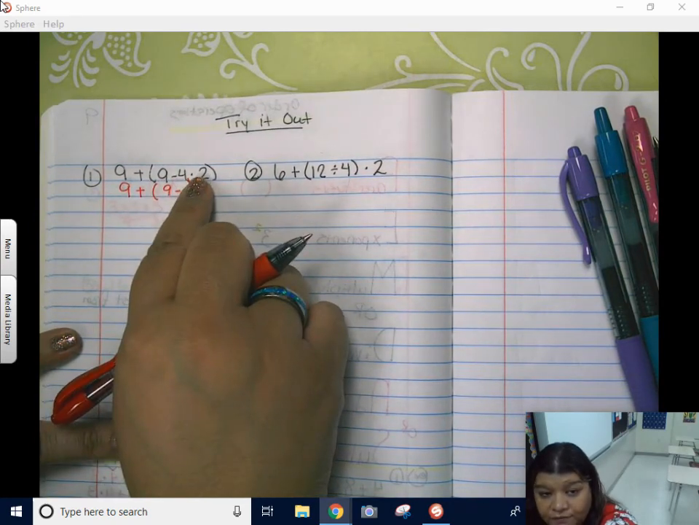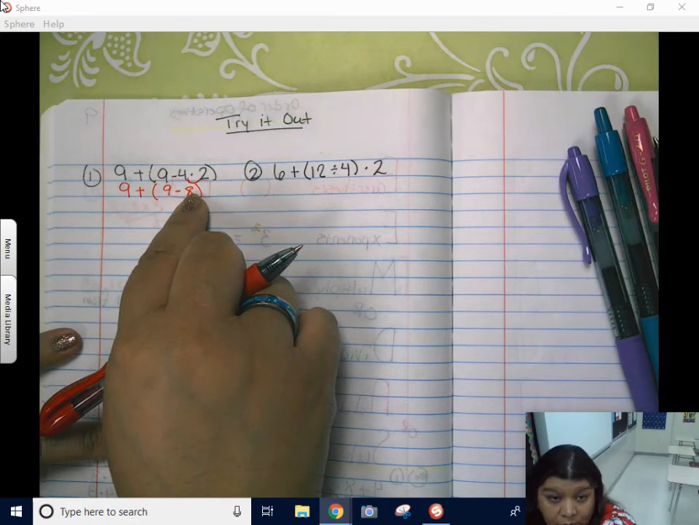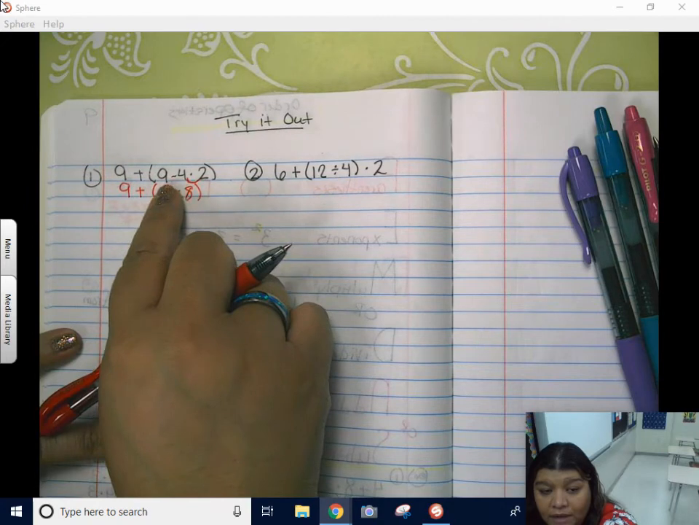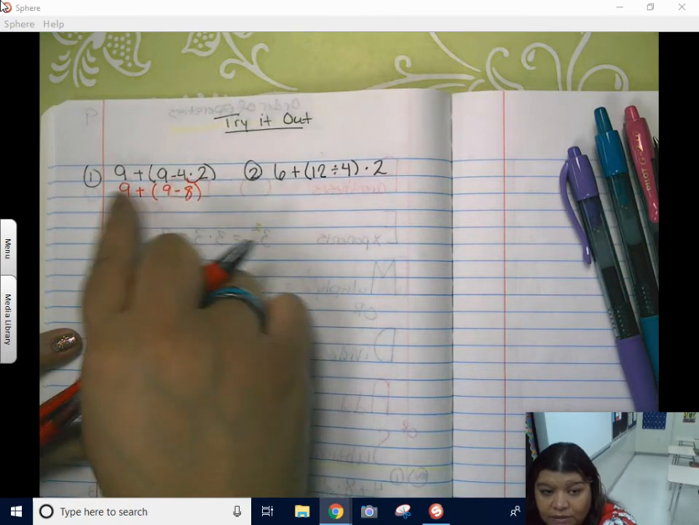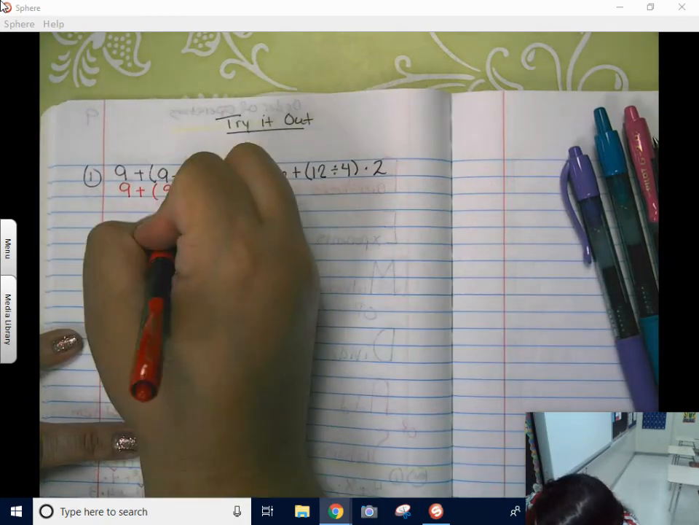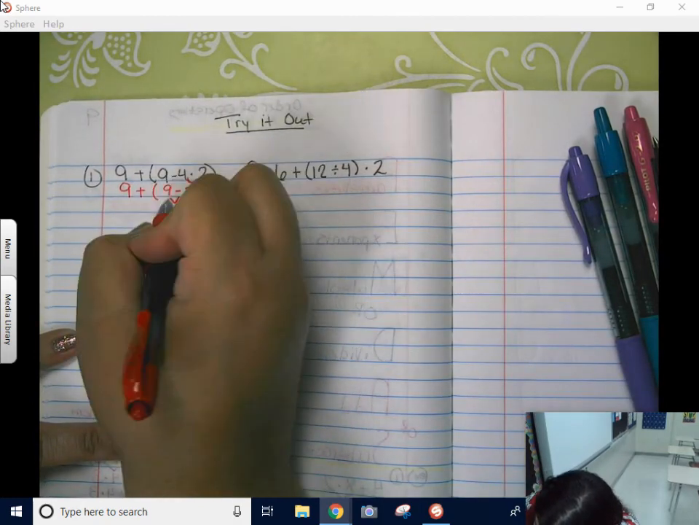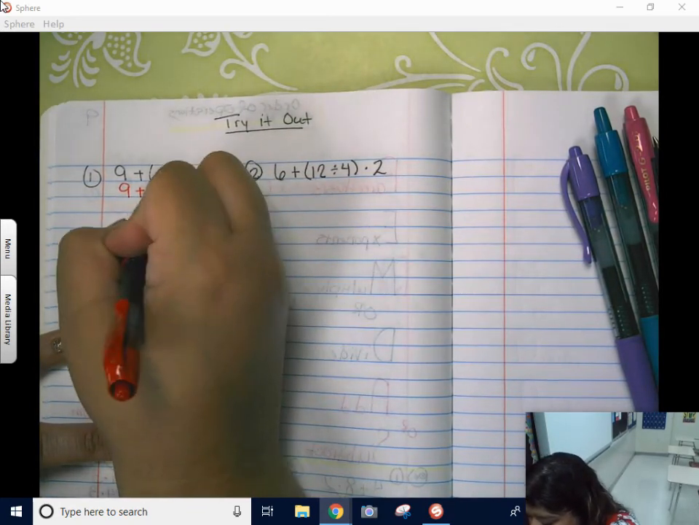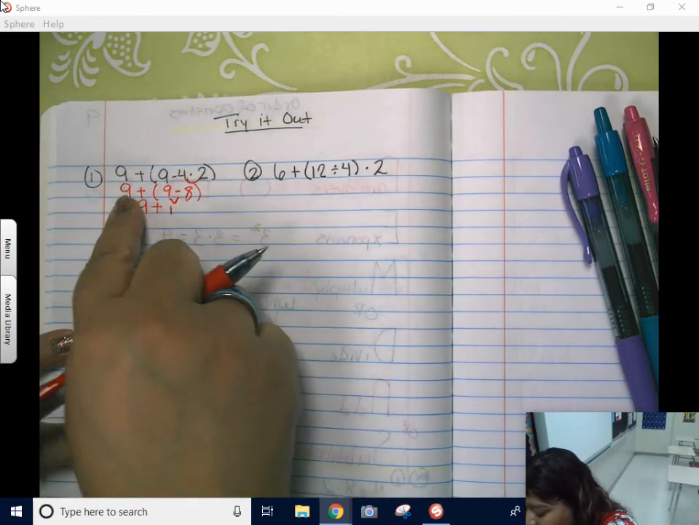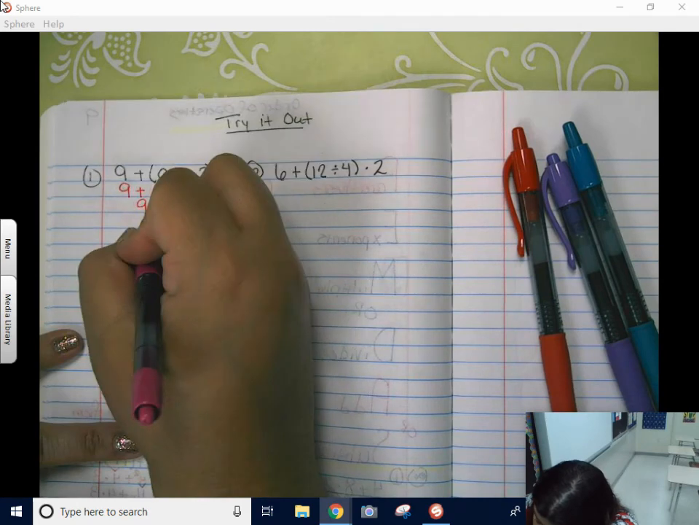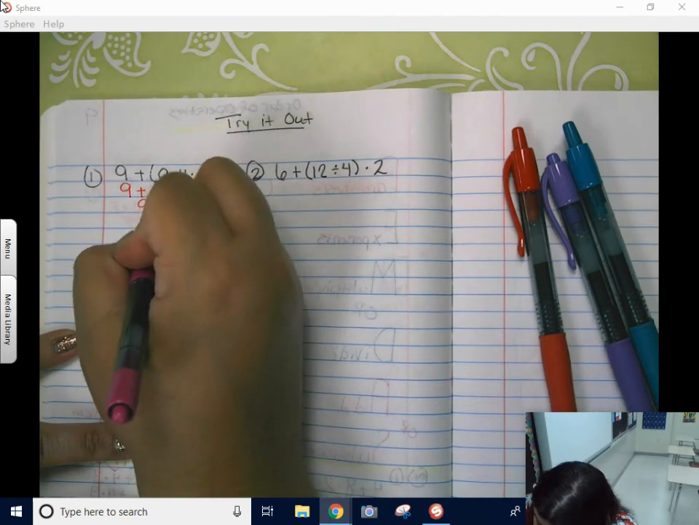I'm going to do the multiplication first because in PEMDAS, it says multiply before you subtract. So I did 4 times 2 is 8, brought down the 9 and the subtraction sign, and then brought down the other 9. Now, I'm not done in here yet, so I need to finish the parentheses off. 9 minus 8 is 1. Now that the parentheses is done, I do not need to rewrite the parentheses. And now I have 9 plus 1. And it's only one operation, so we solve it. 9 plus 1 is 10.